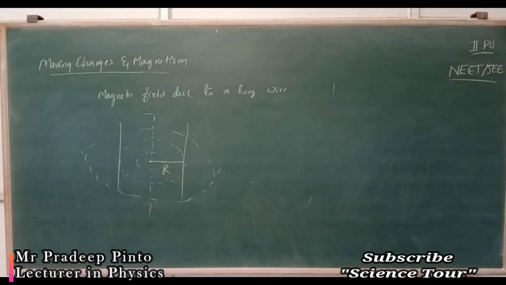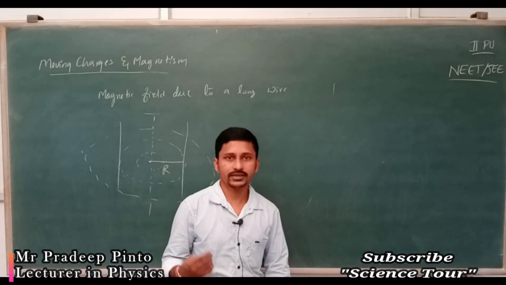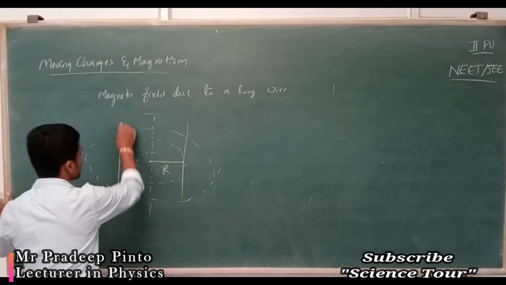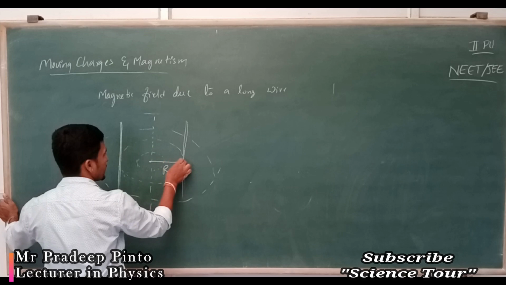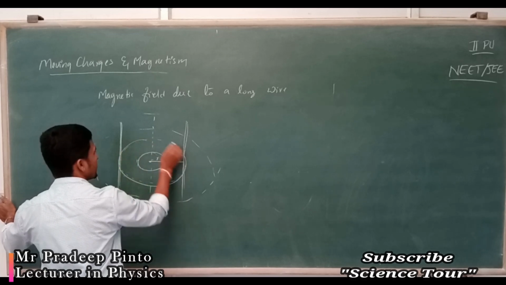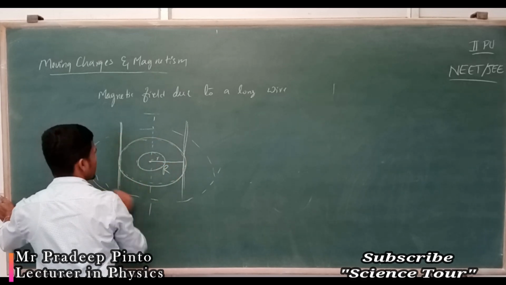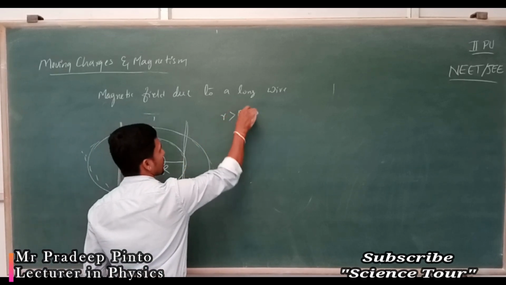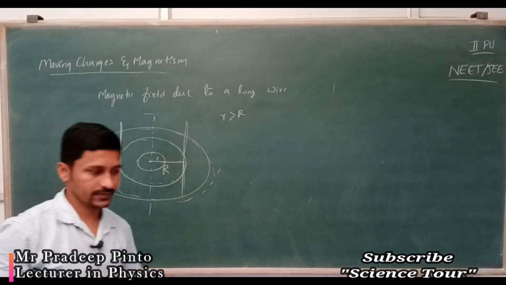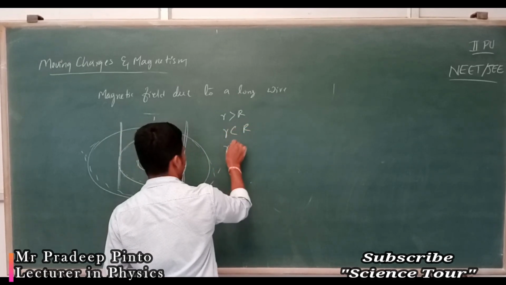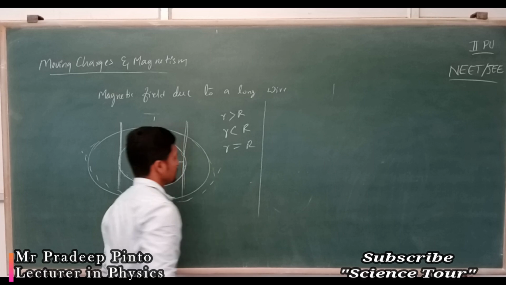So, the magnetic field due to a long wire. Now suppose we have a wire, these are the edges of the wire, and the radius of the wire is R. Now three cases we are going to consider: one is inside, small r less than capital R; outside, r greater than capital R; and r equal to R. These are the cases.